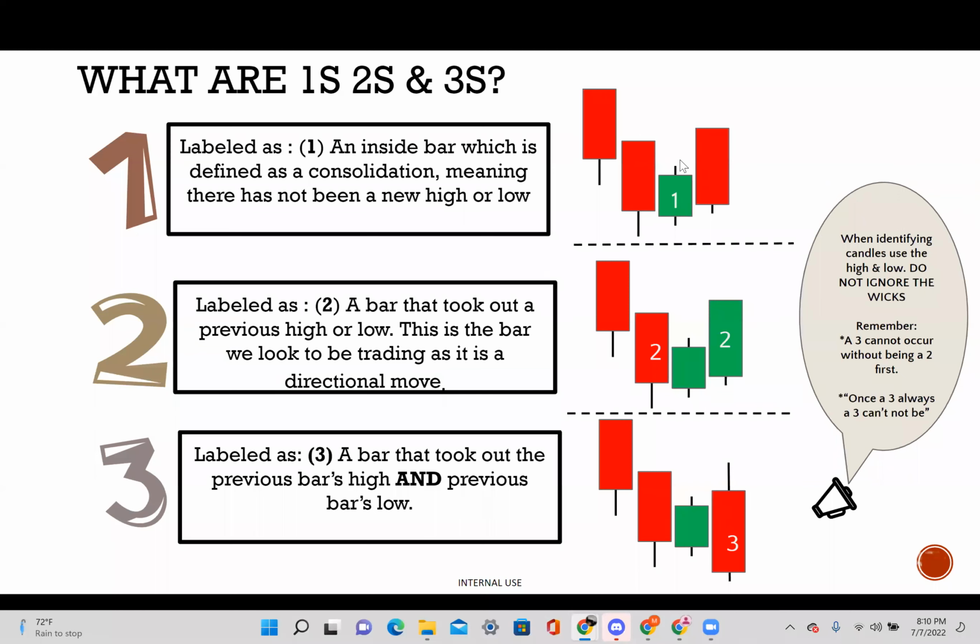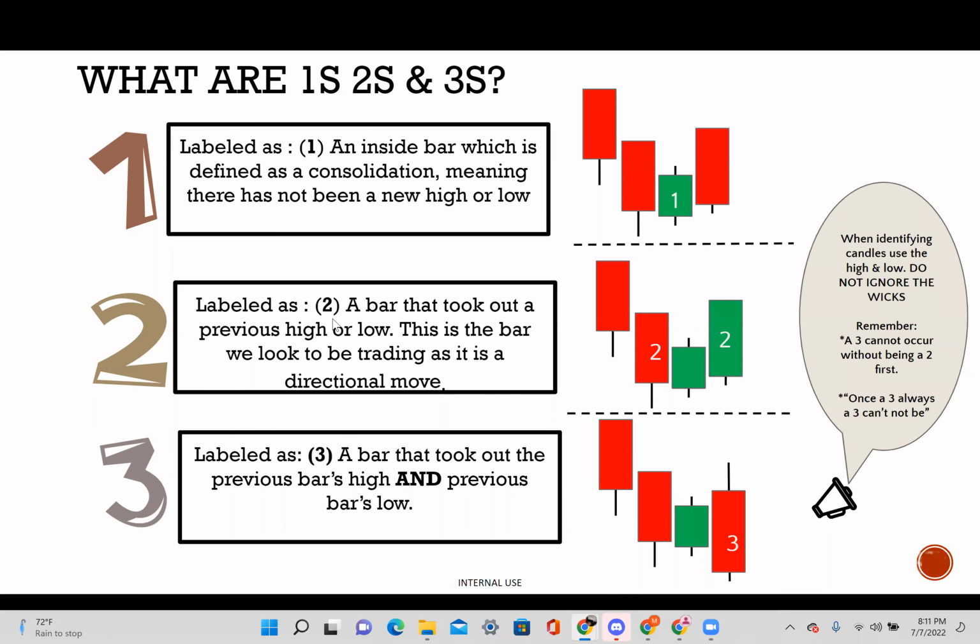So once again, the 1s are inside bars. We do not trade those bars. We wait for the next bar and we wait for the direction, and we go ahead once it triggers, right? So a 2 bar, and these are these. Whenever you see it on my chart, you're going to see them labeled on the top. On some people's charts, you'll see them on the bottom.